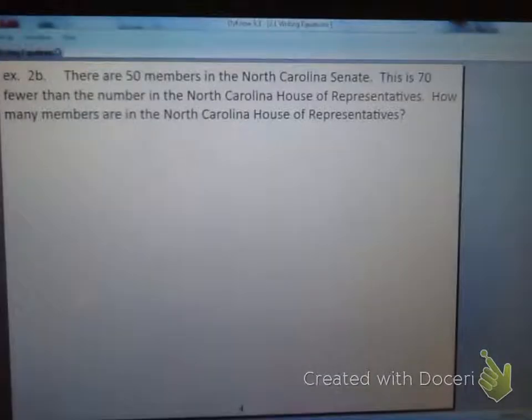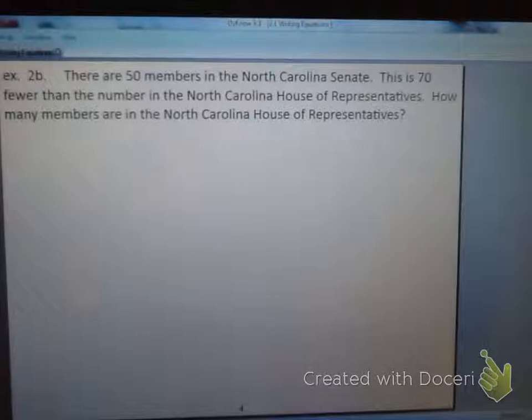There are 50 members in the North Carolina Senate. This is 70 fewer than the number in the North Carolina House of Representatives. How many members are in the North Carolina House of Representatives? Try to set this problem up yourself and then turn the machine back on. So pause it and try to do it yourself.